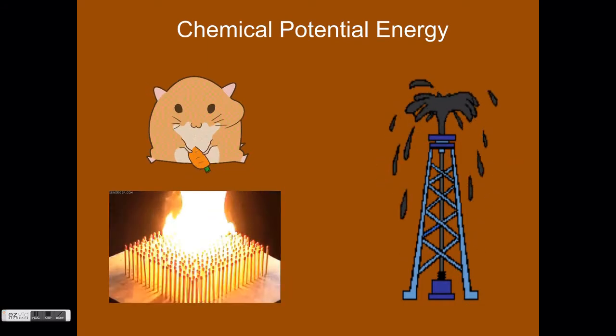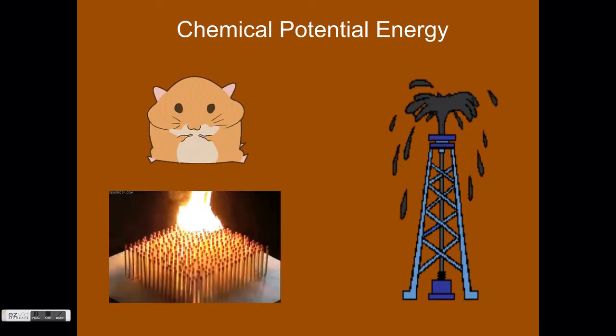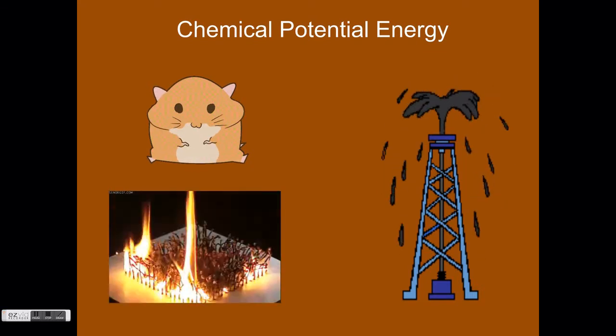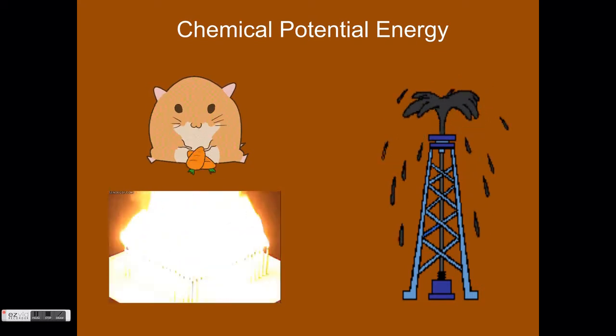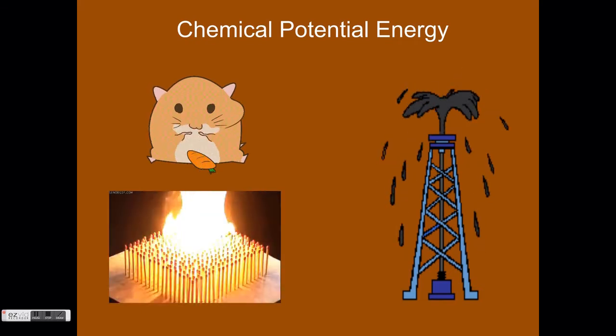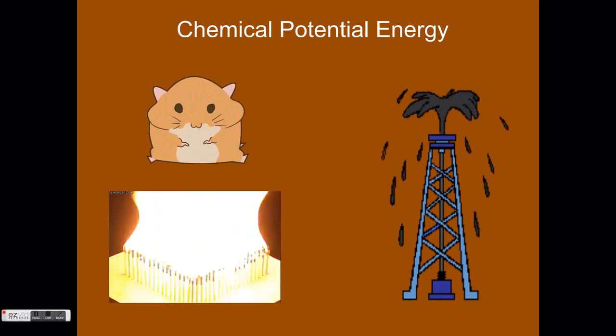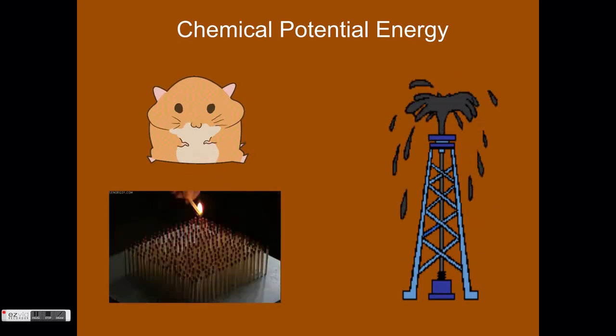Aside from food, another classic example of chemical potential energy is fossil fuels. Oil and gasoline are fossil fuels that are made up of chemicals that can be burned, and when the bonds between their atoms are broken, energy is released. These matches have a chemical potential energy that is rapidly released as a flame when exposed to a spark.